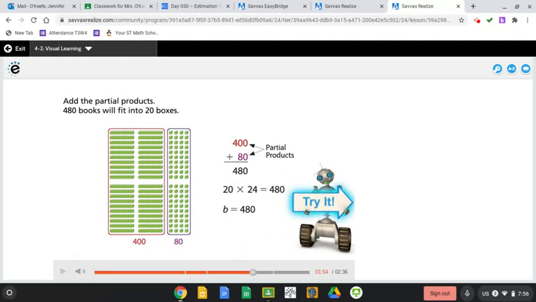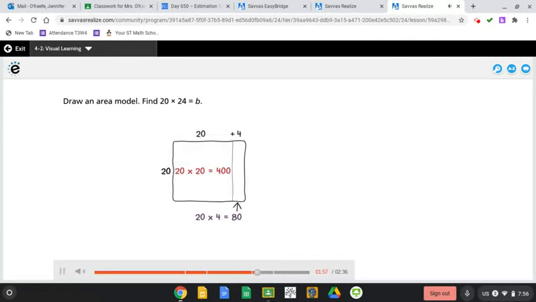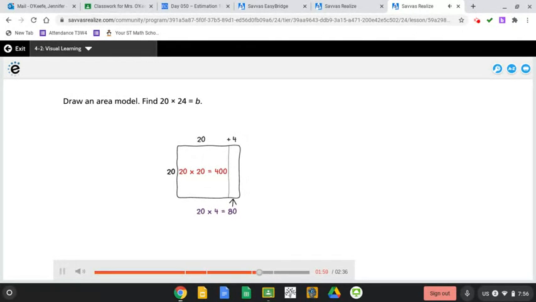Now, when you guys do it later, I'm not going to do the try it. You can go ahead and try it for yourself. Draw an area model. Find 20 times 24 equals B. This should look very familiar to what we did previously. If this was 2 times 24, we'd have the 2 on the outside, and we would break apart the 24 into 20 and 4. Well, instead of it being a 2, it's 20. Because these are multiples of 20, even though they're 2-digit by 2-digit, we know how to do that. And then this part is easy. That's what we did from topic 3.